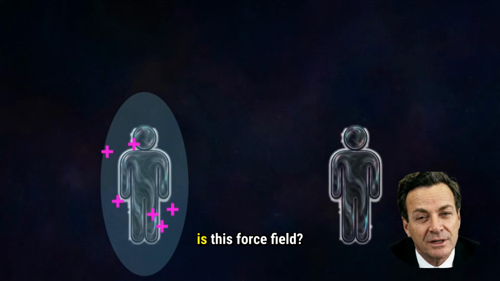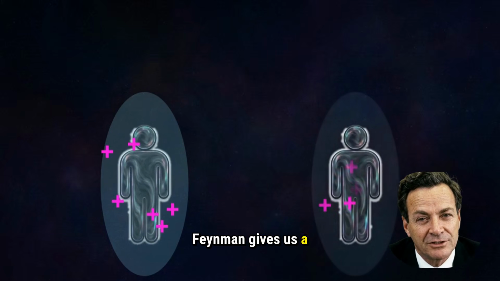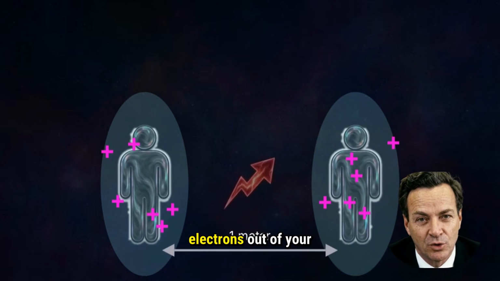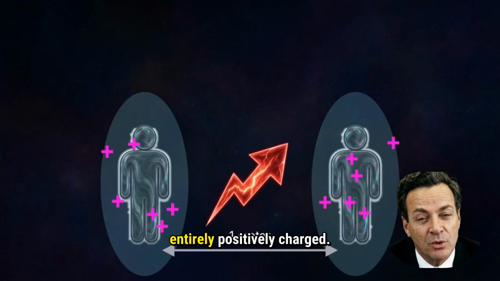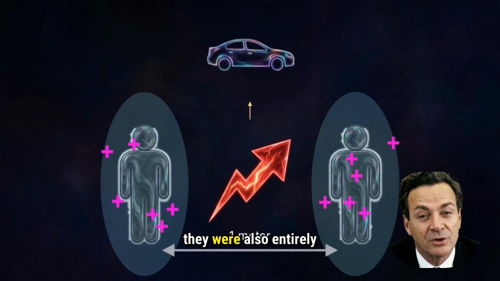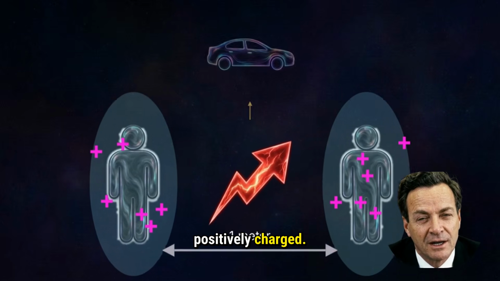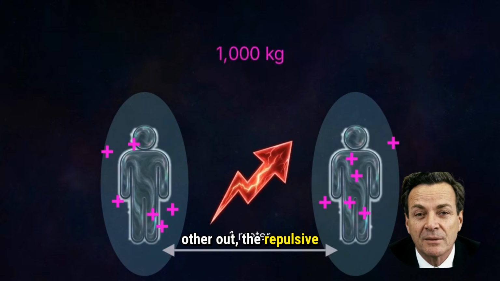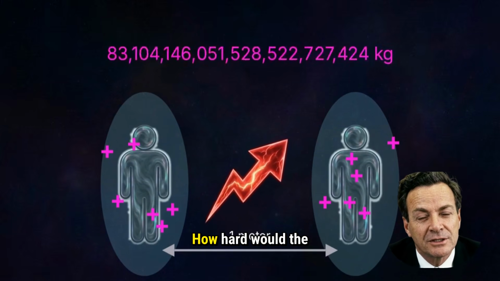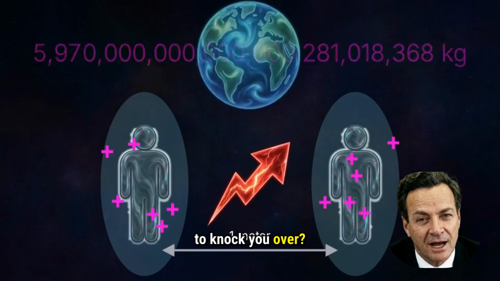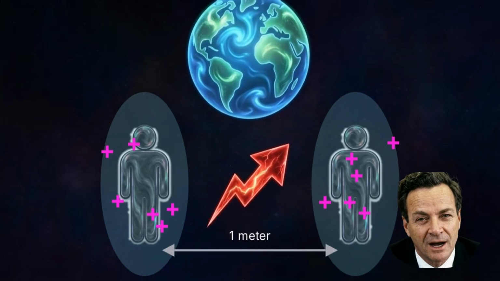But just how strong is this force field? Feynman gives us a terrifying thought experiment. Imagine if you could magically strip all the electrons out of your body so you were entirely positively charged. And you stripped all the electrons out of a person standing 1 arm's length away, so they were also entirely positively charged. Without the negative and positive charges balancing each other out, the repulsive force would be unleashed. How hard would the two of you push away from each other? Would it be enough to knock you over? Enough to lift a car?